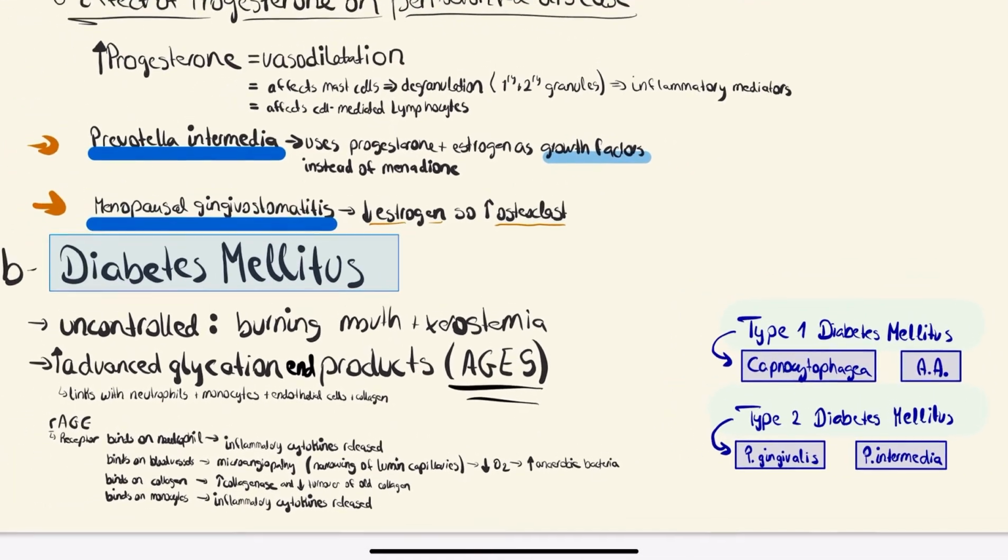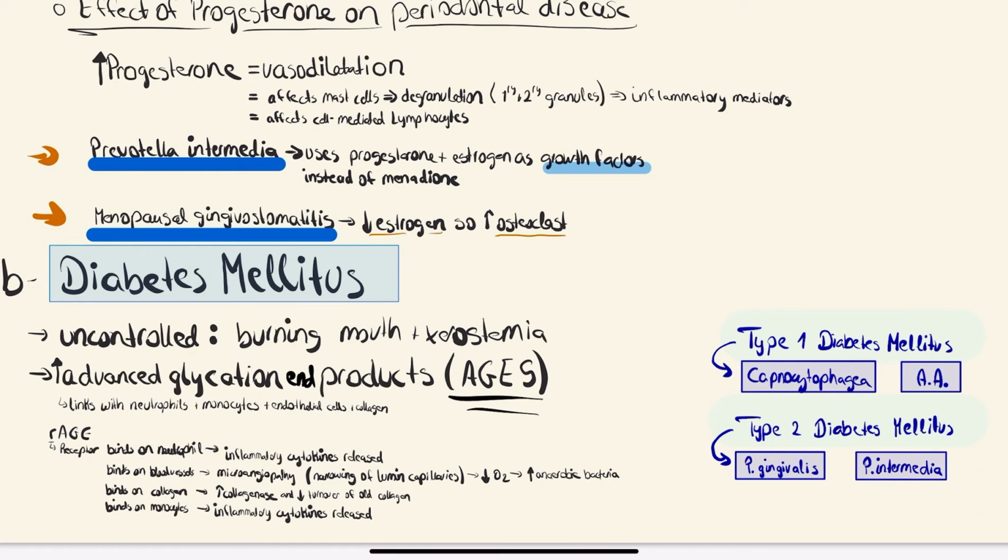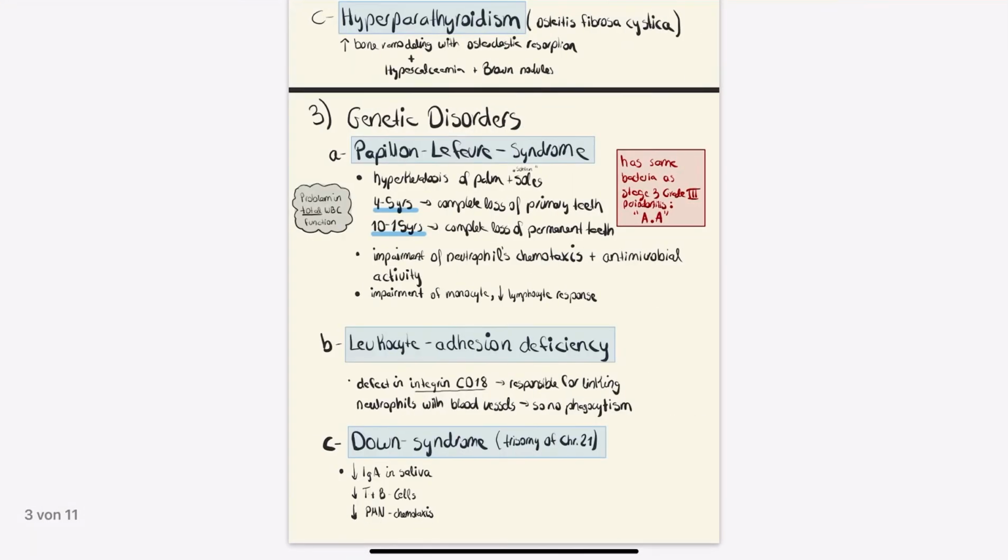There are two types of diabetes, type 1 and type 2. In type 1, the two important bacteria are Capnocytophaga and A. actinomycetemcomitans. And in type 2 diabetes mellitus, they are P. gingivalis and P. intermedia. So this is diabetes mellitus till now.